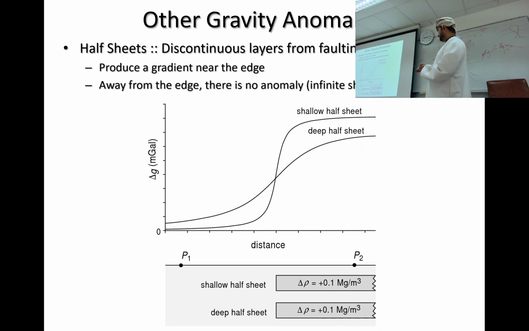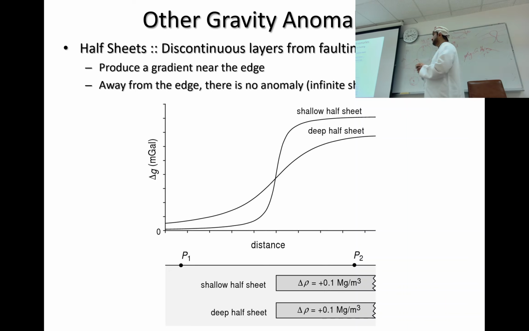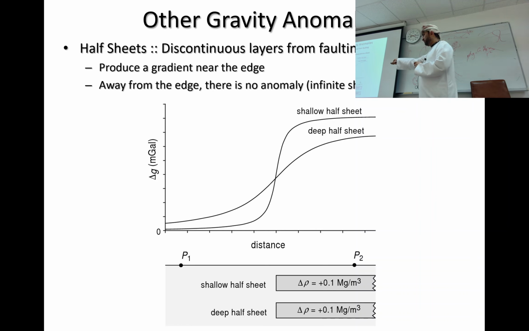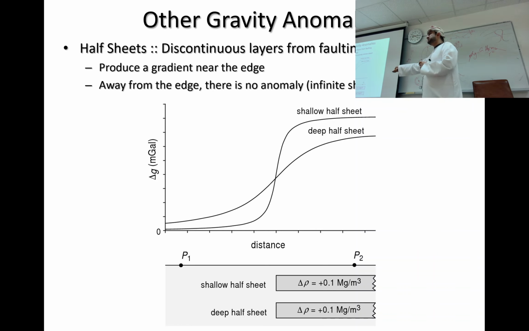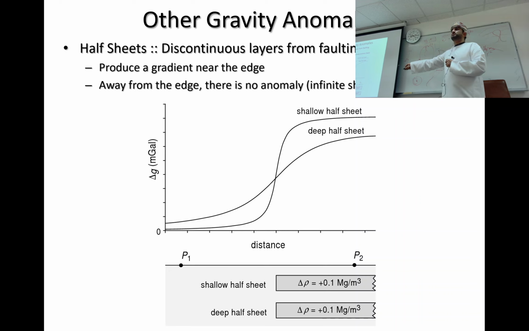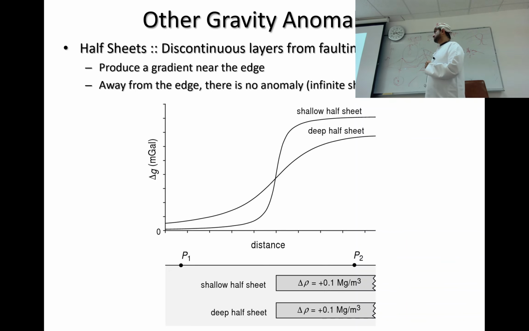In these two cases the density contrast is the same. There is only one variation: one is deeper than the other. What do you see? Which one is shallower and which one is deeper? Definitely the sharper edge, the larger anomaly, is due to the shallower object. That's the deeper object.